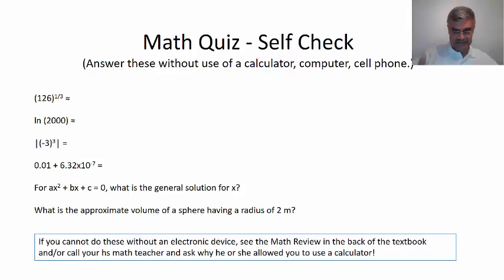Another one, I've got these, what are called pipes, these vertical lines, and then inside of it I've got -3 raised to the power 3. What's that value? And I've got 0.01 plus 6.32 times 10 to the -7th. These are measured values. What would the answer be? And for ax squared plus bx plus c equals 0, what is the general solution for x? That's something you need to know the rest of your life, what the solution for that equation is. And then what is the approximate volume of a sphere having a radius of 2 meters?